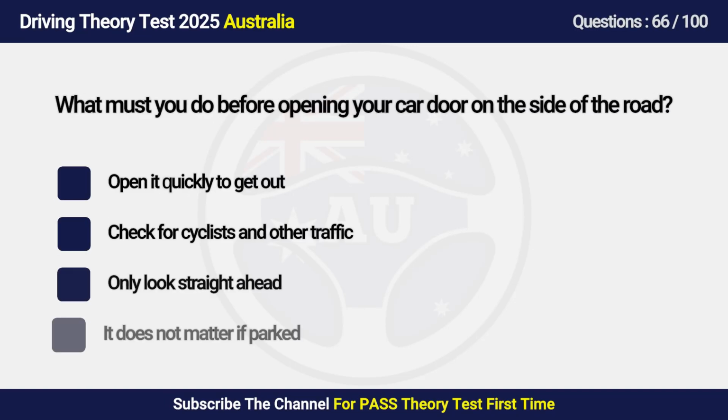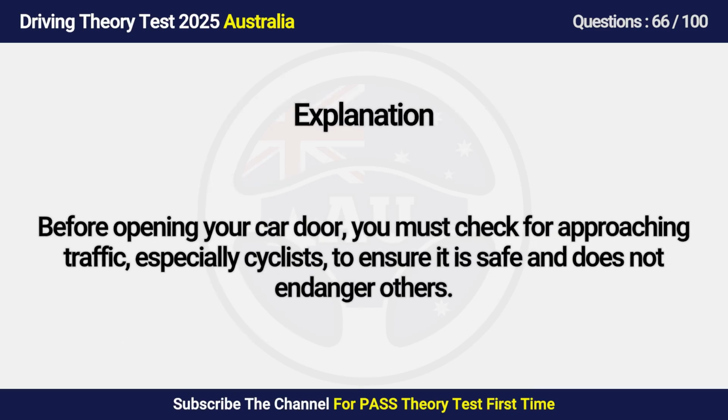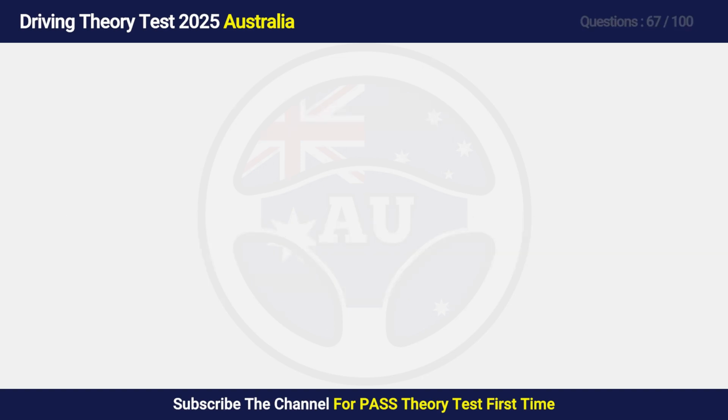Question 66. What must you do before opening your car door on the side of the road? A. Open it quickly to get out. B. Check for cyclists and other traffic. C. Only look straight ahead. D. It does not matter if parked. Answer is B. Check for cyclists and other traffic. Before opening your car door, you must check for approaching traffic, especially cyclists, to ensure it is safe and does not endanger others.